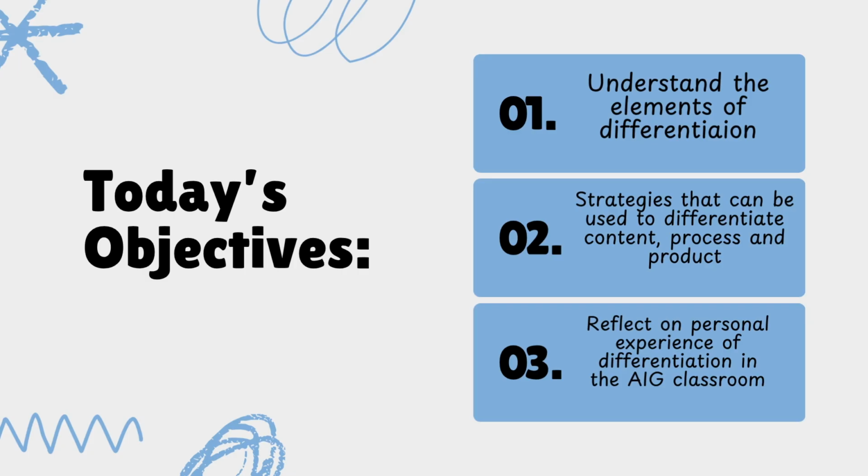For today's objectives, we are going to understand the elements of differentiation. We're going to learn strategies that can be used to differentiate content, process, and product. And we are going to reflect on personal experience of differentiation in the AIG classroom.